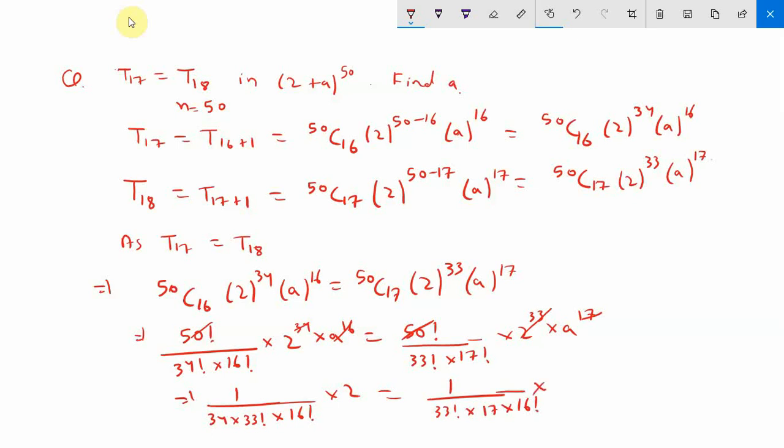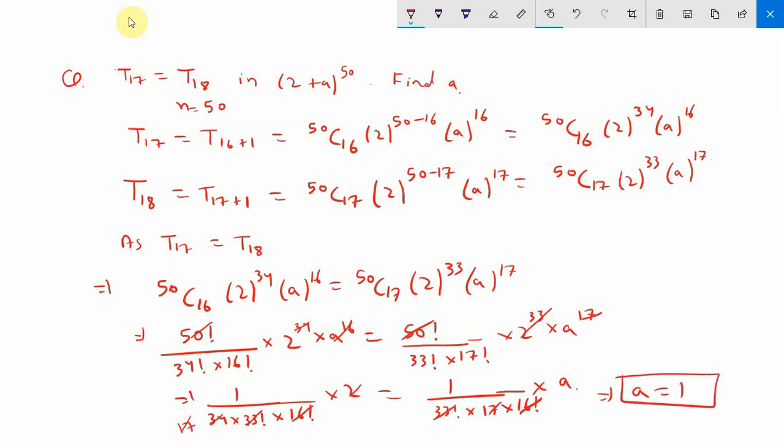I repeat, please go through the permutations chapter to know how to calculate factorial, and the properties of factorial. So this will be a. Now 16 factorial will get cancelled out on both sides. Similarly 33 will get cancelled out, and what we see is 2 into 34, so 17, and this 17 again will get cancelled out. So a will be equal to 1.